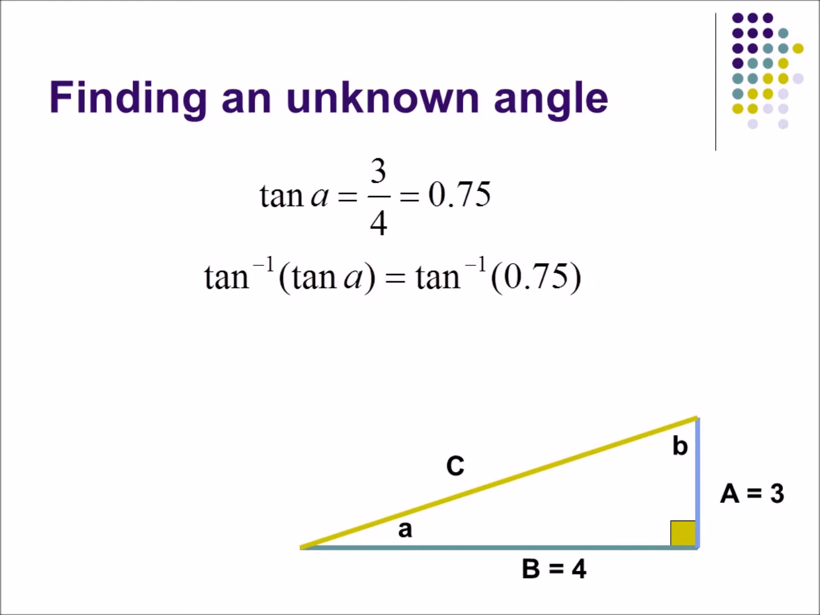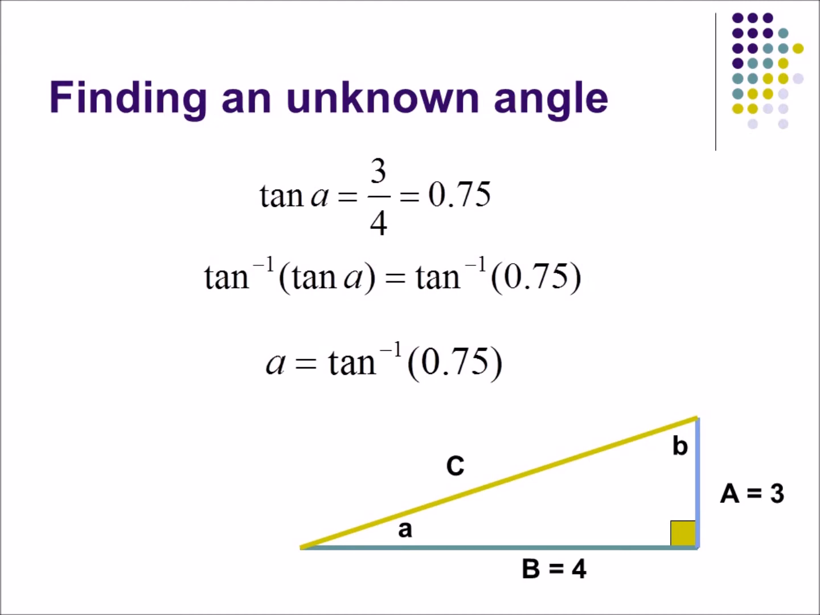Well, we already said when you take the inverse tangent of the tangent, you're left with what you started with, A. So that says that A is equal to the inverse tangent of 0.75. In other words, A is the angle whose tangent is equal to 0.75. Taking an inverse trig function always gives you an angle.